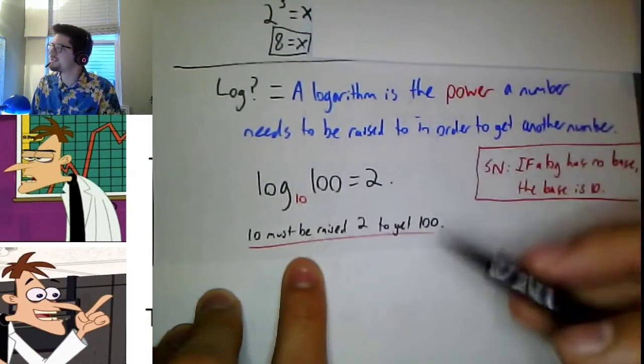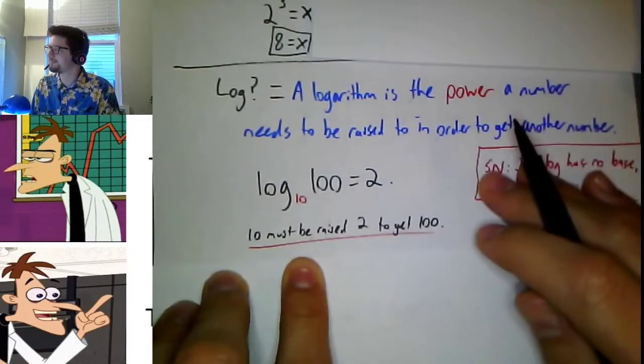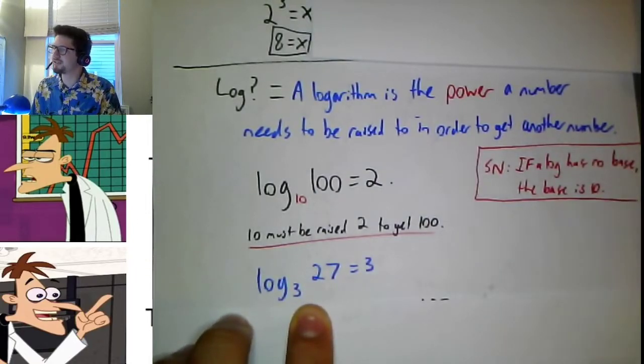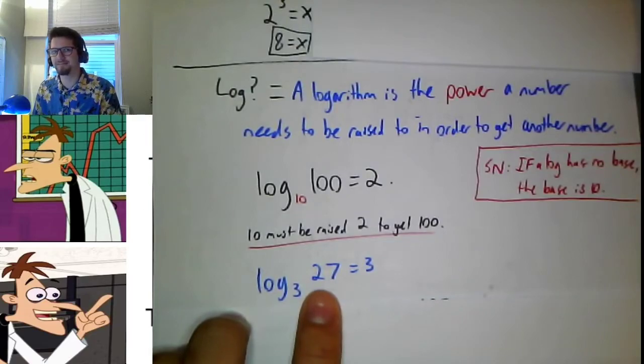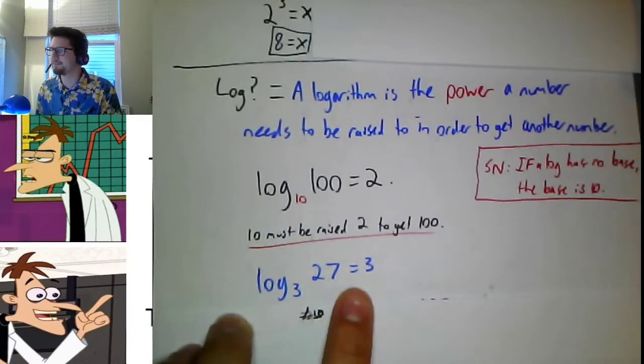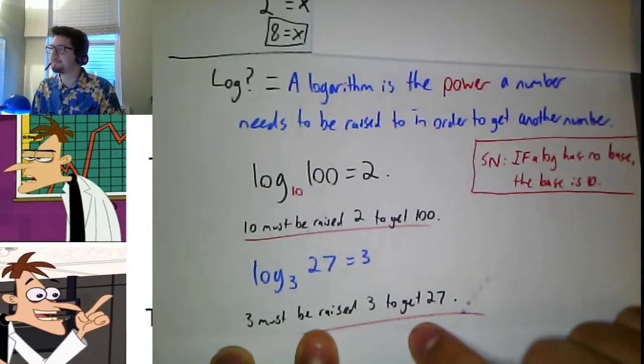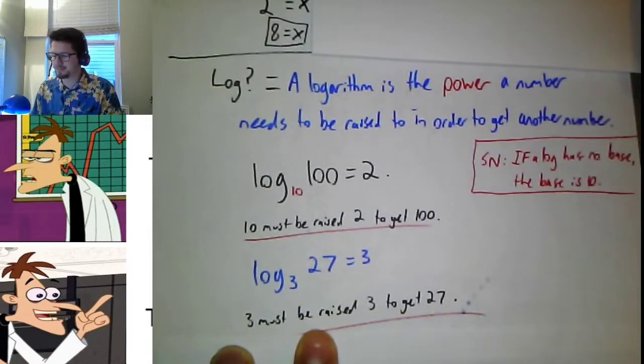10 must be raised to 2 to get 100. Let me do one more. What about log base 3 of 27 equals x? Well, what does 3 have to be raised to the power of to give me 27? 3. So that means that 3 must be raised to 3 to get 27.